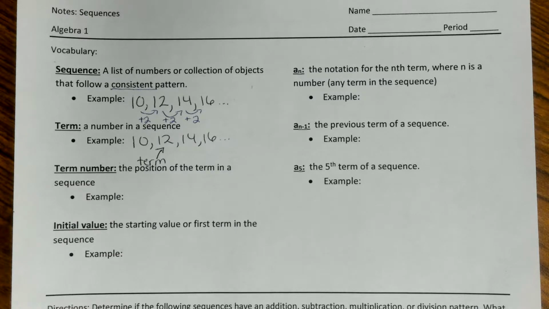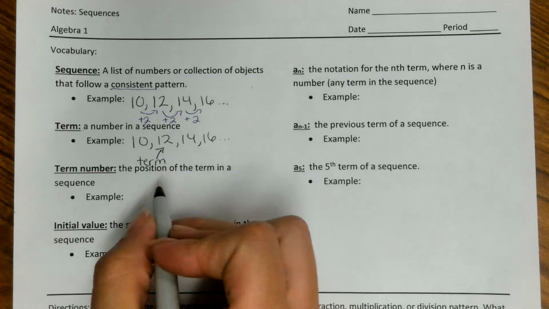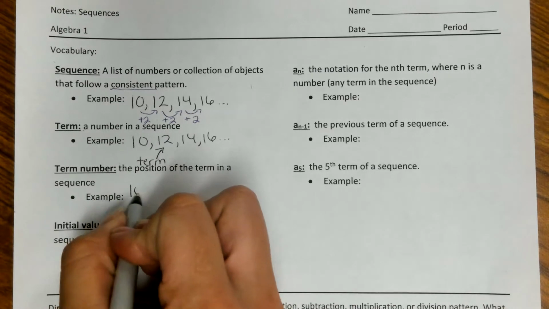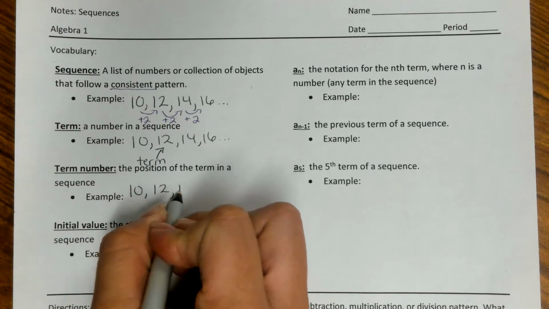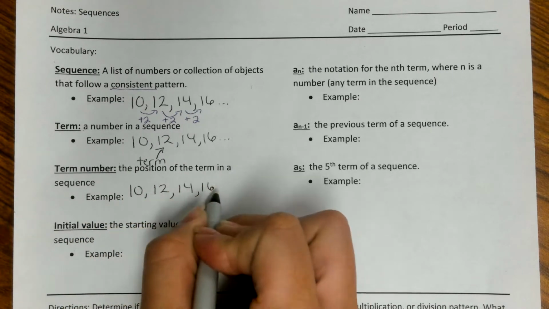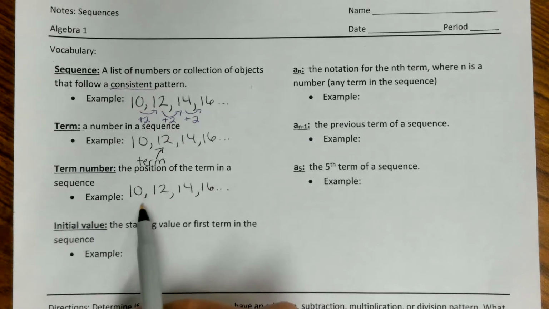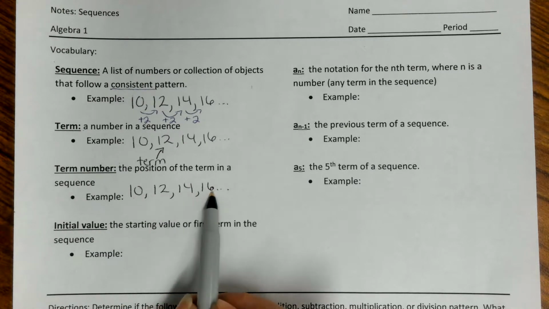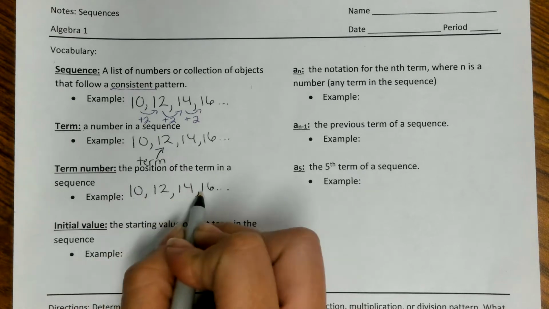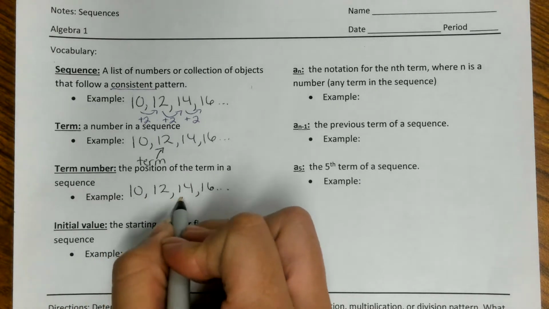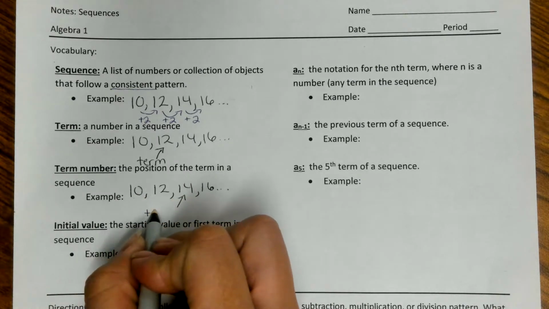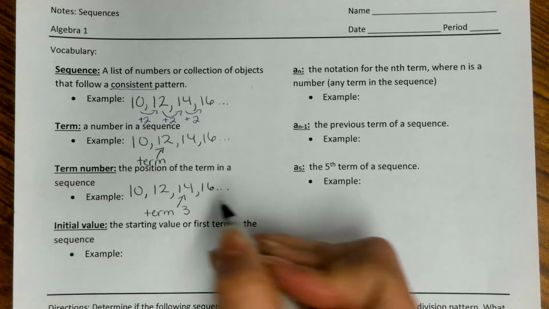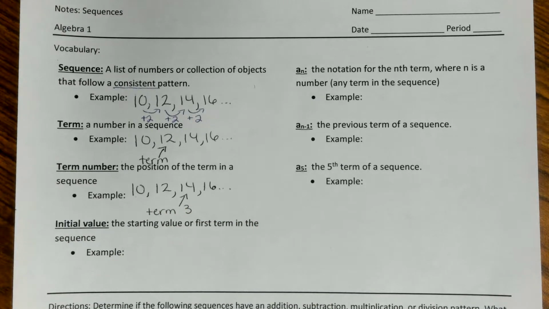When we're talking about the term number, that would be the number of the term. So we have 10, 12, 14, 16. Same sequence. This is term number 1, term number 2, term number 3, term number 4. Okay, there's 4 terms in our sequence. This is an example of term number 3. That is a term number for that sequence.